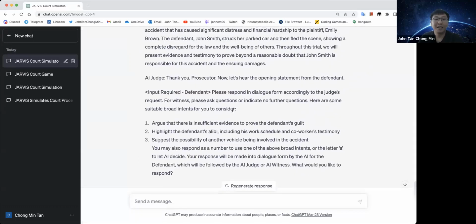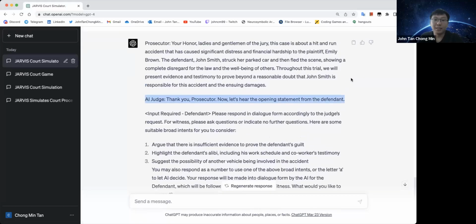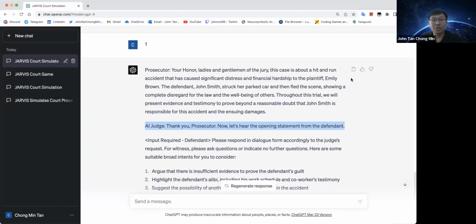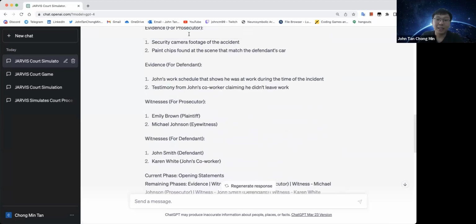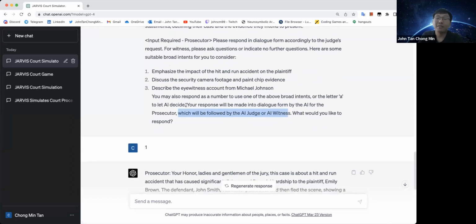Wow, I'm very impressed. You see, it continued directly as the AI judge. Early on, when I tried with GPT-3 or 3.5 or ChatGPT, it did not generate this AI judge sometimes. You need to keep regenerating the response, although I did mention over here that this will be followed by either the AI judge or the witness. There's a bit of prompt engineering in order to tell the model what to do next, because I only have this starting prompt here. I need to repeat certain facets of it in order for the generation to continue.